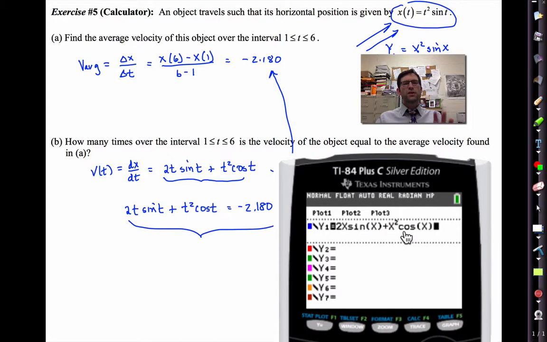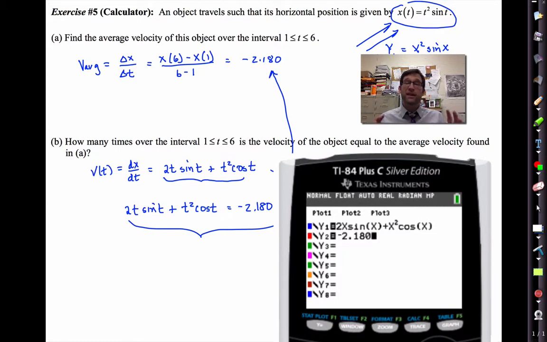Make sure that all looks right. I know that can be kind of tough on some of the TIs given their scrolling, but make sure it looks good. In y2, I'm going to put in negative 2.180. I really like doing it this way rather than using the zero command because I really want to see on the graph when the velocity dips down to that negative 2.180. I don't really want to see the zeros of some kind of equivalent equation, but that's me.